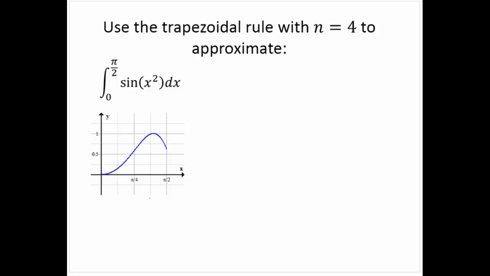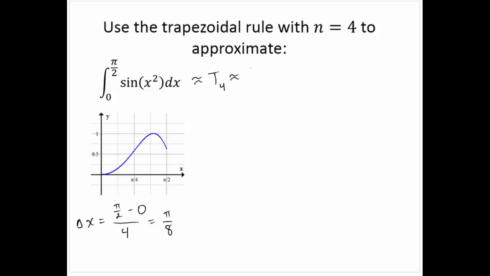Now we'll use the trapezoidal rule with n equals 4 to approximate the same integral as before, from 0 to pi over 2 of sine of x squared dx. Again, our delta x would be pi over 2 minus 0 over 4, since n equals 4, which is pi over 8.